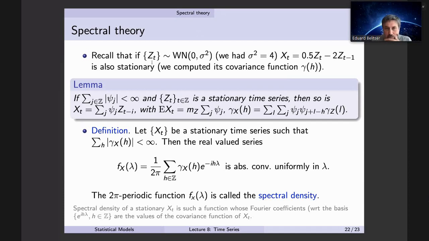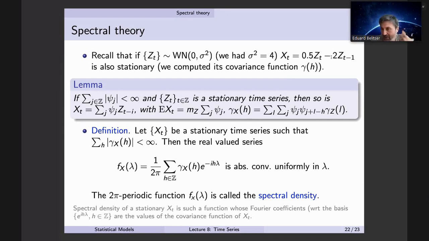Let me start with the following. It's a bit heavy material, a bit mathematical, but still. So we have this white noise model, remember? And what we did, we applied some sort of linear transformation of white noise, and we obtained another kind of process, which is a linear transformation of white noise.